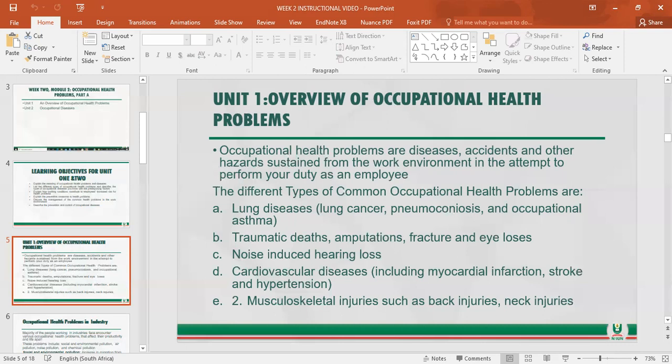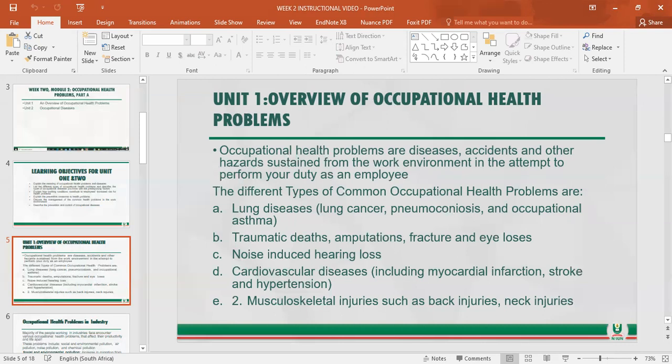And this, in occupational health, we call occupational health problems. Any health problem or challenge that you encounter in your workplace is known as an occupational health problem.